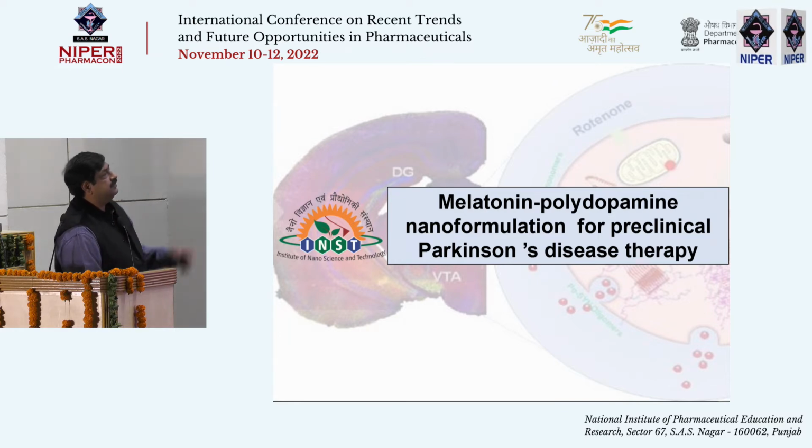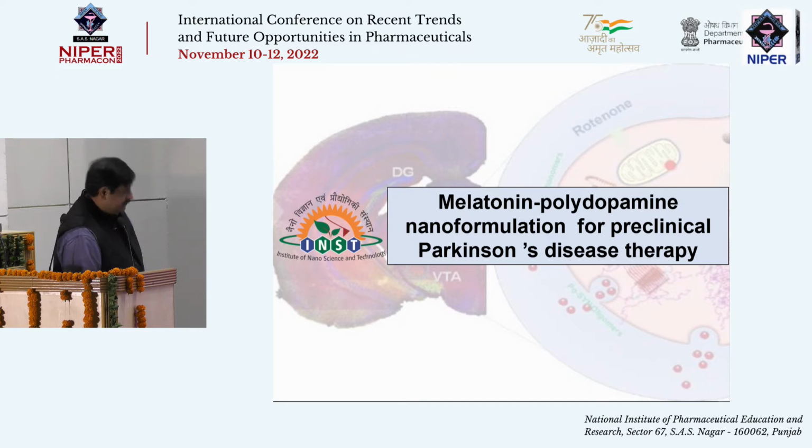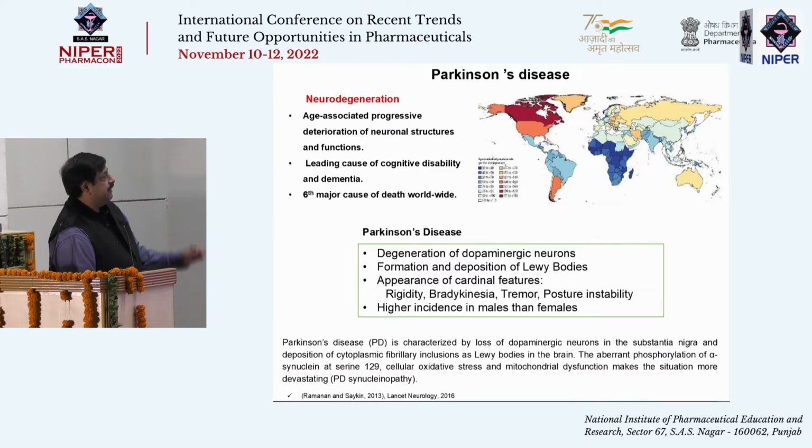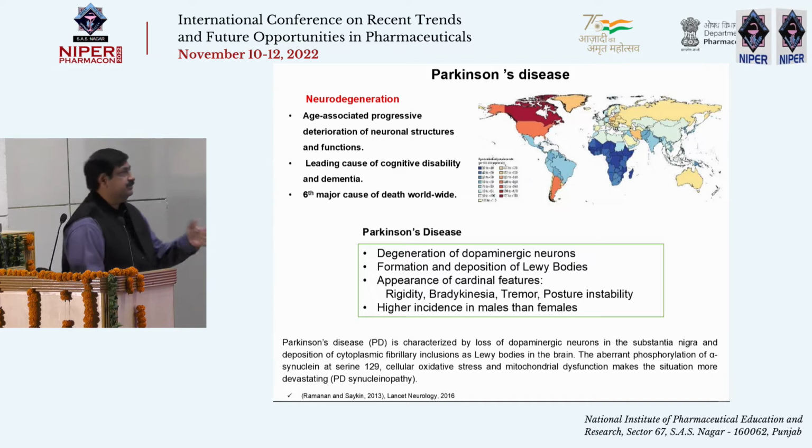The first project is the exploration of the melatonin polydopamine nanoformulation for Parkinson's disease therapy. We prepared it and tested whether this nanoformulation has some therapeutic efficacy against Parkinson's disease. I'm skipping the introduction because we are out of time.